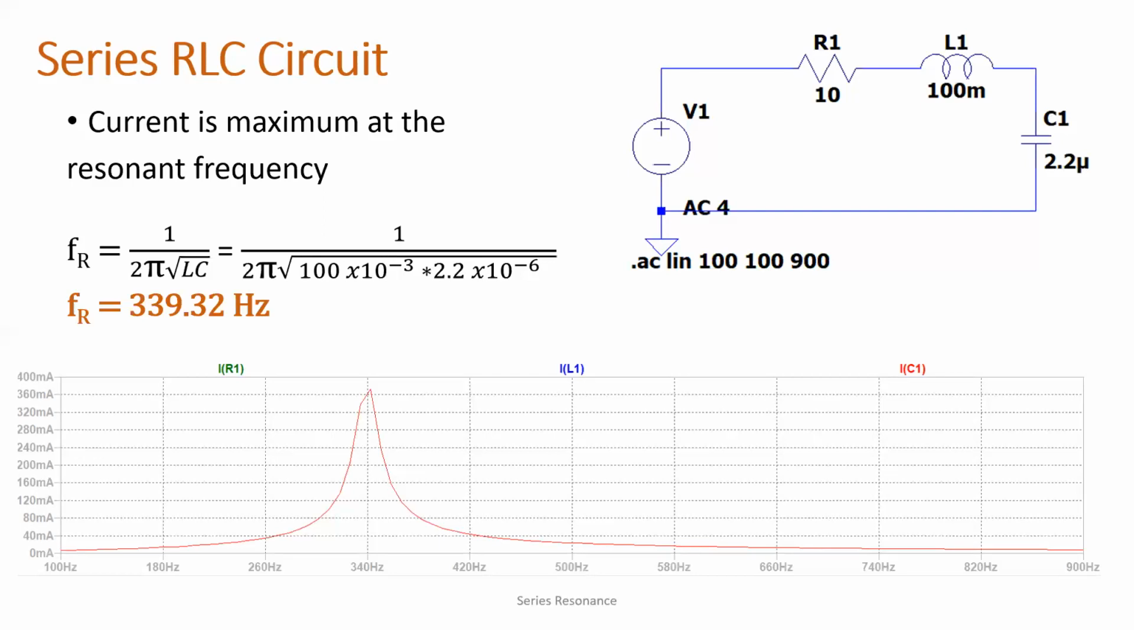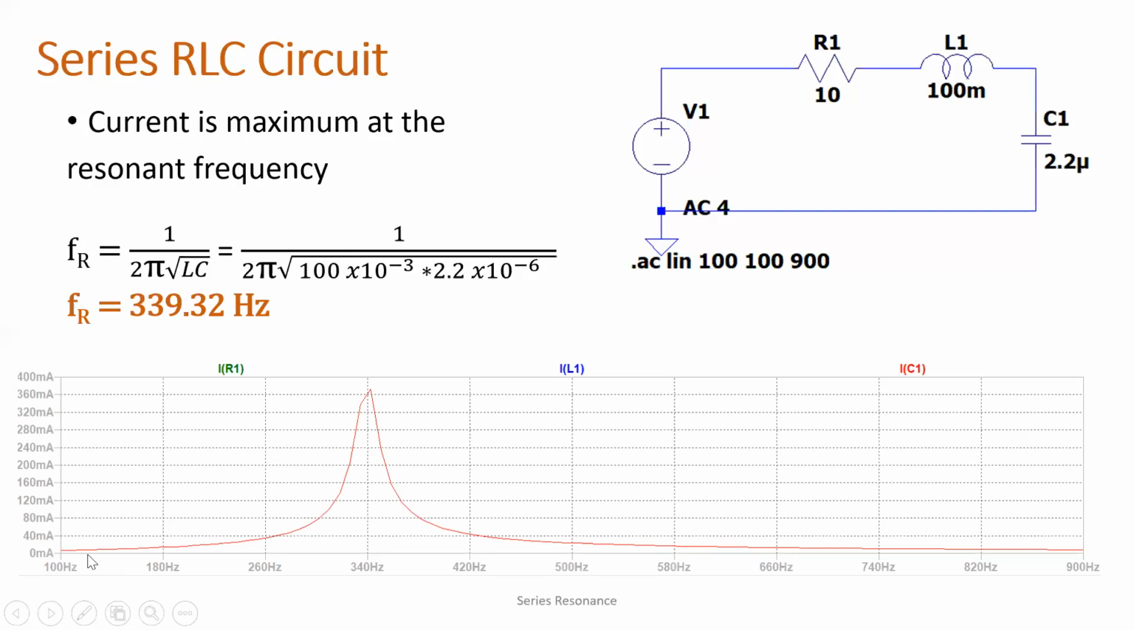As you can see from this graph, the current for the resistor, inductor, and capacitor is equal because we have a series circuit. And as you can observe, at around 340 hertz, we have the maximum current. At 339, this is the exact value as computed. This is the simulation. You can zoom this if you want.